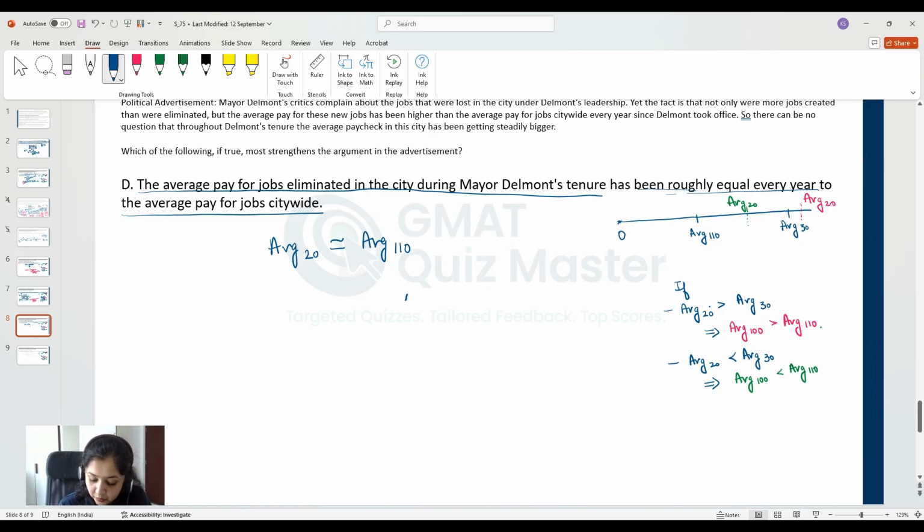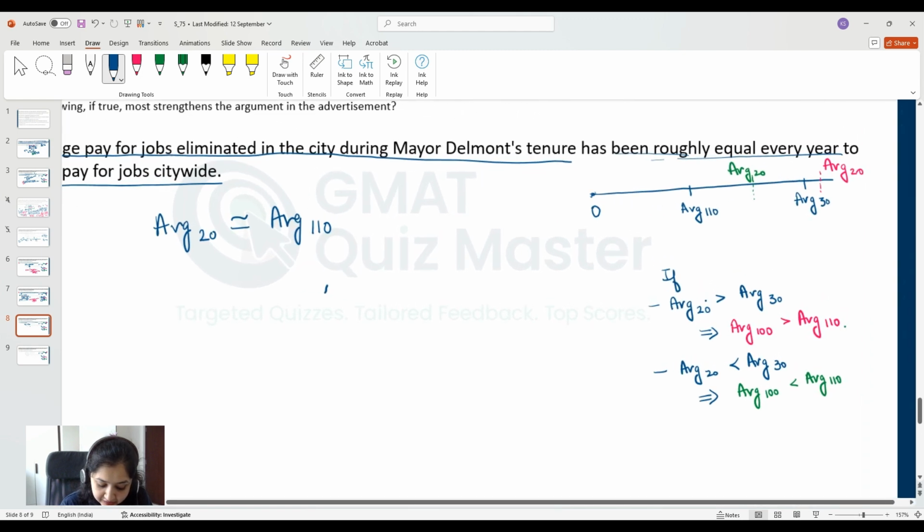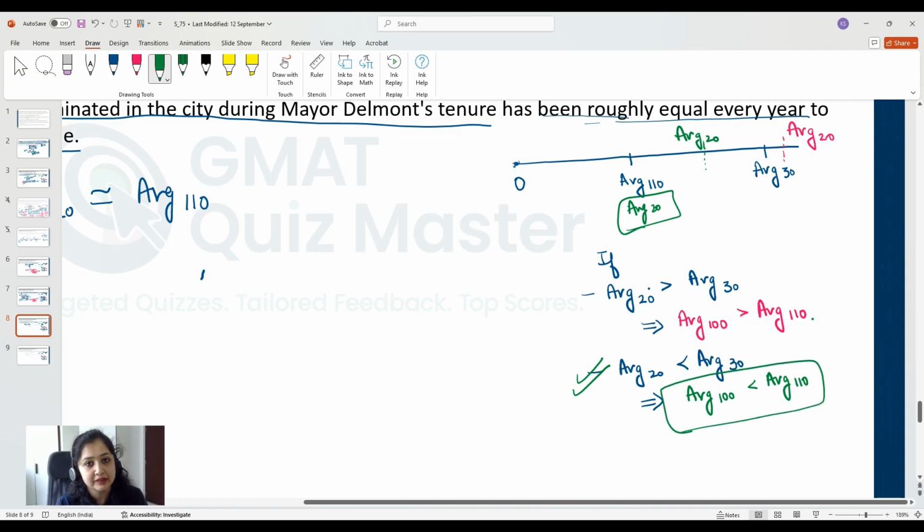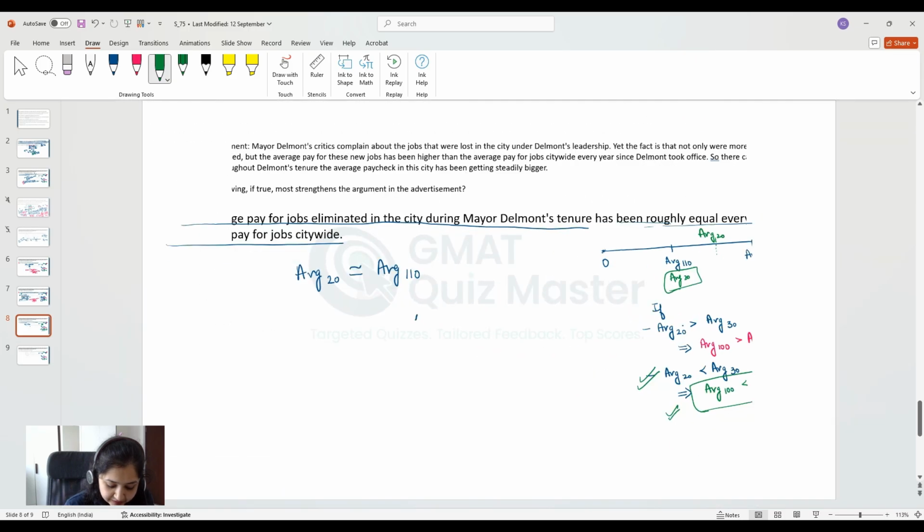Now, what does that mean? This choice tells us that the average of 20 lies somewhere here only, which means that the average of 20 is less than the average of 30. So this choice indicates that the average of the jobs lost is less than the average of the new jobs that were created, which means that the average of the 100 jobs that existed earlier would be less than the average of the jobs that were there in that year, which supports the conclusion, and that is why this choice is the correct answer choice. So choice D is the correct answer choice.